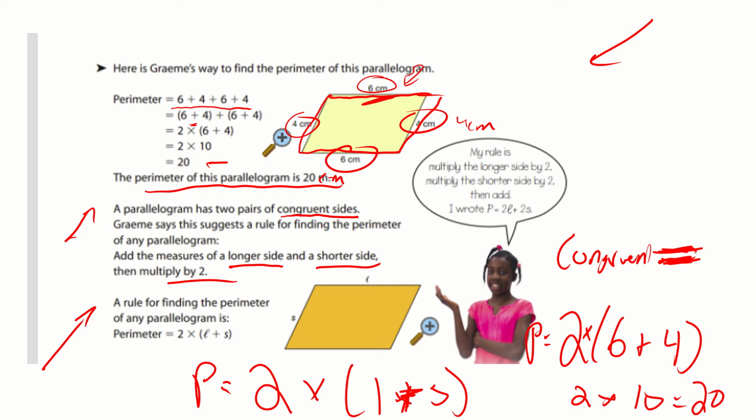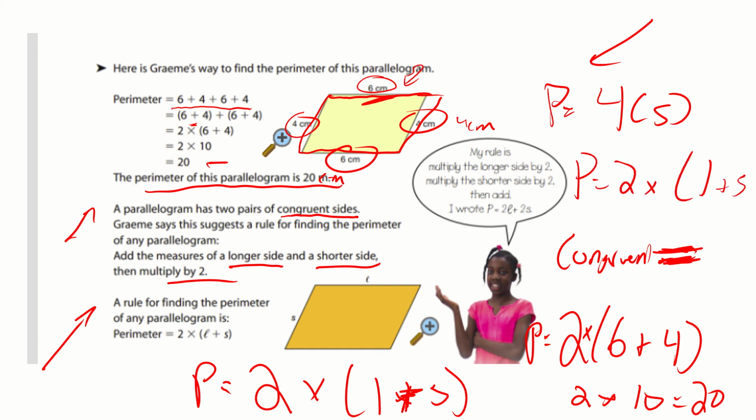So far, your formulas, a formula is basically a variable and some numbers, and you can plug any number into those variables. So we have for a square P equals 4S. For a parallelogram, we have 2 times long plus short. And now we're going to move on.